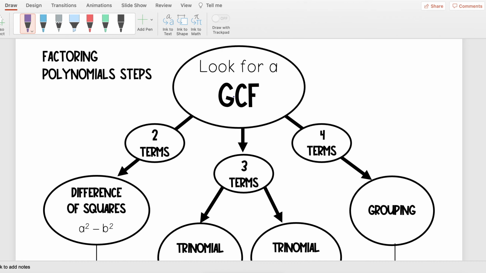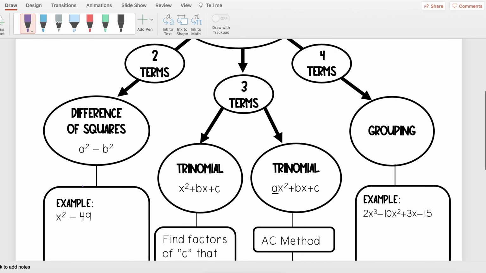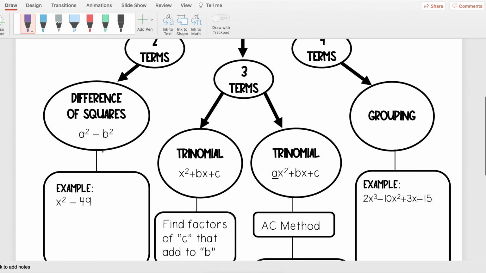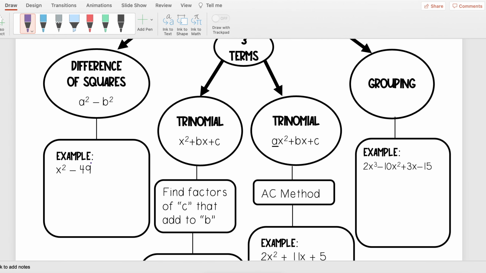Now, sometimes there won't be, sometimes there will, but if there's only 2 terms and you can still factor further, then you're going to be doing a difference of squares. And so if you take out your GCF, or maybe there's not a GCF, and you have something in the form of a squared minus b squared, then we're going to factor that using difference of squares. So for example, I have x squared minus 49. Looking at that, I see I don't have a GCF because 49 doesn't have an x with it. There's no number with x squared. But I do notice that they are a difference of squares.